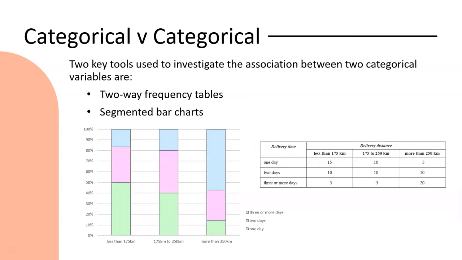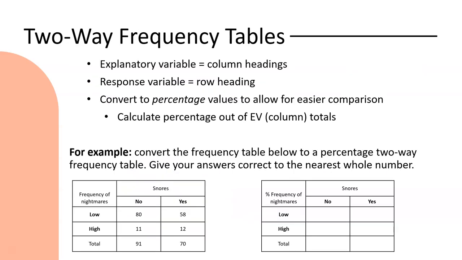Now we're going to shift to talk about investigating associations between two categorical variables. The two key tools that we use to investigate or display any association are two-way frequency tables, which could be raw data values or percentage frequency tables, and segmented bar charts. Again, they can be raw data frequencies, or in the case of the example we've got here, percentages.